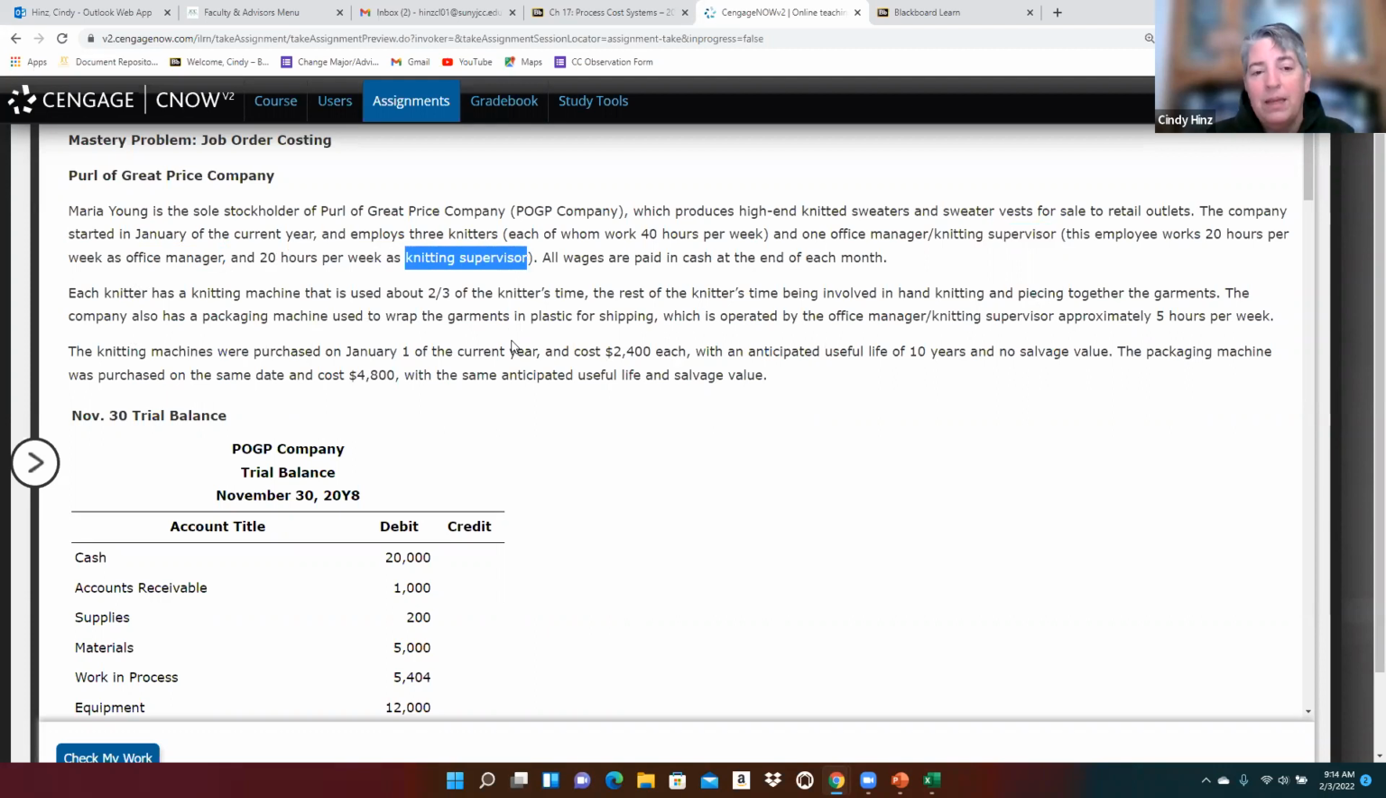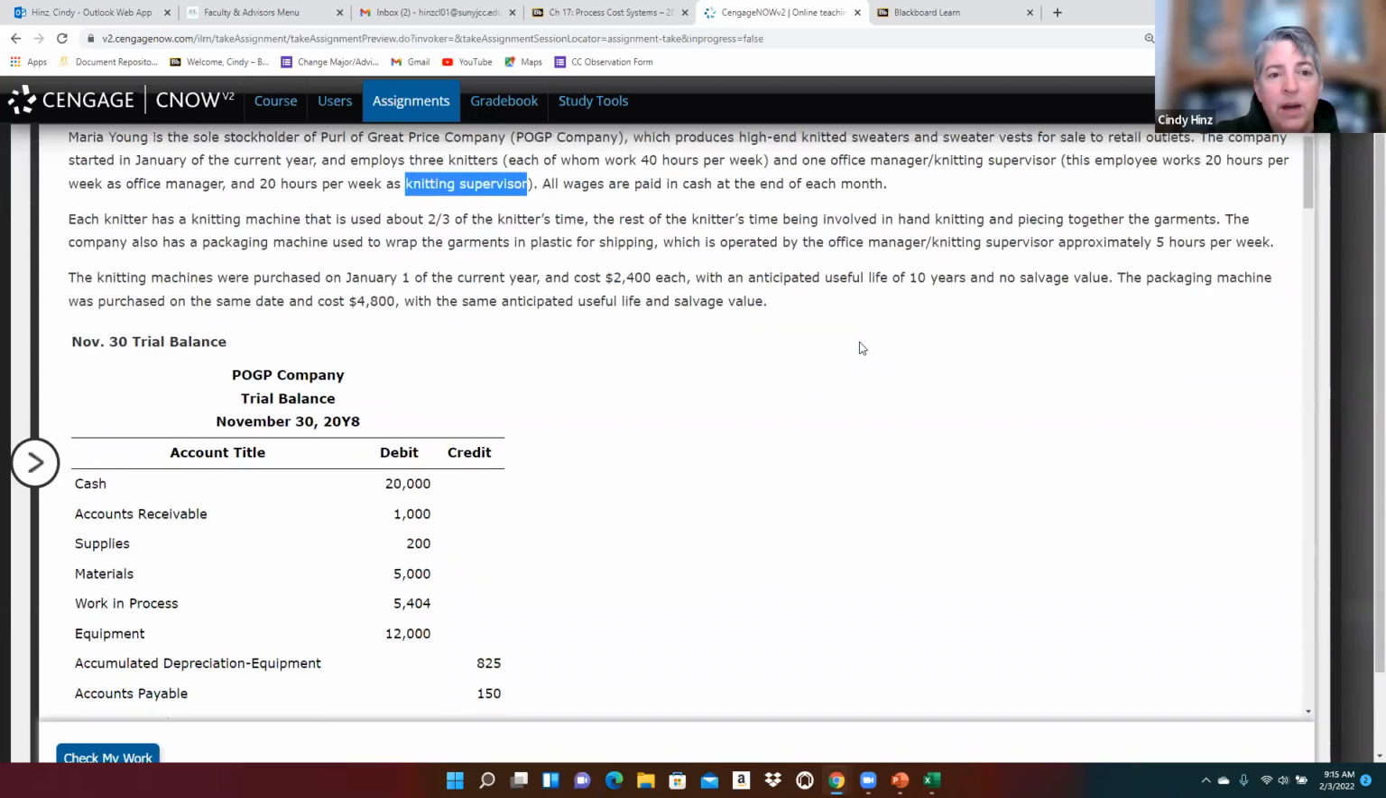If we weren't making the product, knitting these sweaters and sweater vests, then we wouldn't need a knitting supervisor. So that part of this employee's time is considered a product cost, but because it's supervision, that's going to be part of the overhead cost. All wages are paid in cash at the end of the month.